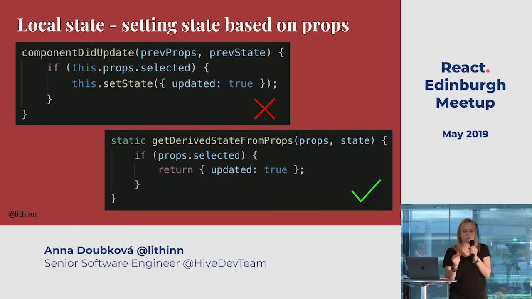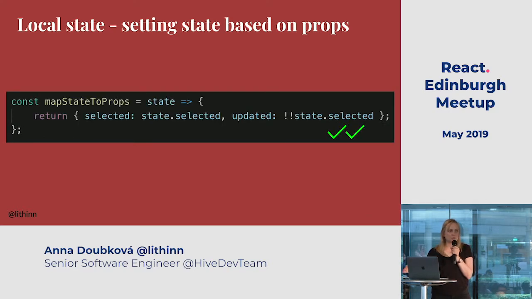So a better course of action would be using getDerivedStateFromProps, where it does this whole cycle only once. But even better, I would say, is don't set state based on props at all. If you can somehow set whatever values you're expecting already in the props, it will be better.